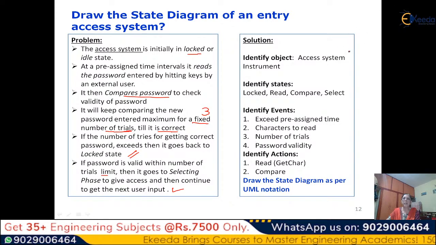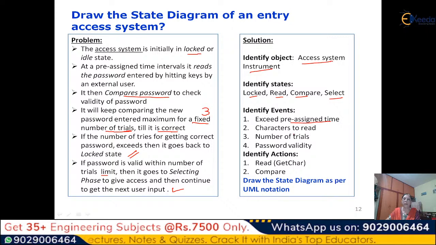So here what we will say is that our access system instrument is the object that we have identified. It's the key object which is changing its states. So it has 3 or 4 states: locked, read, compare, select. And the events are these things that we have seen, the conditions. Pre-assigned time is there, so whether it is exceeding the pre-assigned time or not.